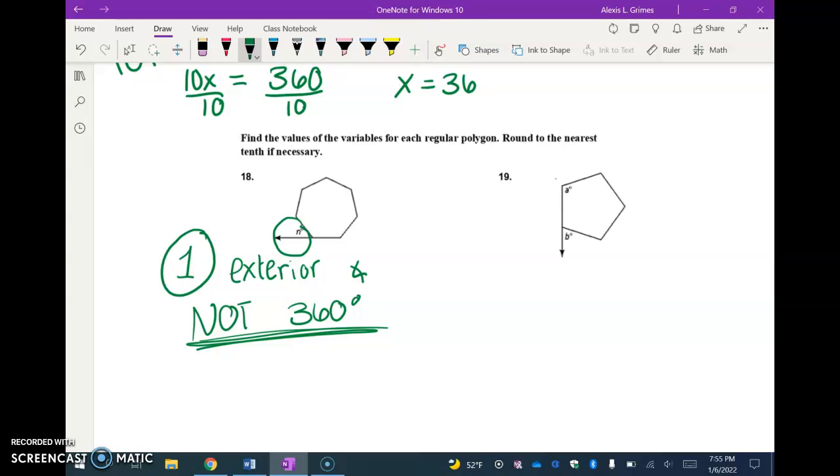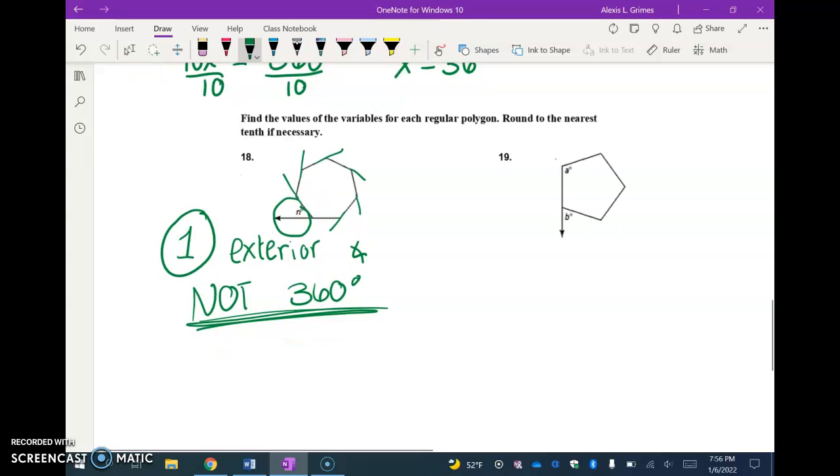Same thing as above. How do we find just one of them? Well, we know there's going to be 1, 2, 3, 4, 5, 6, 7, 8. Yeah, that was hard for me to count. So if there's 8 of them, 8 angles, or x's, we'll call them, equals 360. Again, you are dividing by 8. You are dividing by the number of sides.